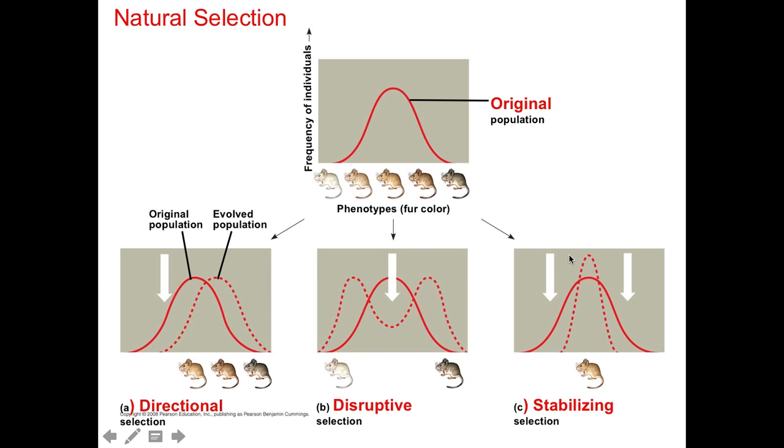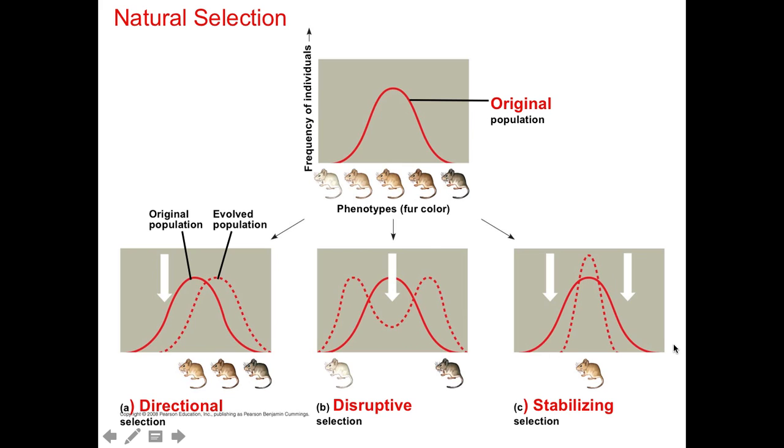In disruptive selection, which is in the middle, which we talked about on the last slide, it favors individuals that are at the extreme ends of the phenotypic range. So for some reason, in this type of natural selection, it was bad for these mice to be in this middle color. Maybe the predators could see them more or something like that. So in disruptive selection, it's better for the mice to be white or this darker gray color.